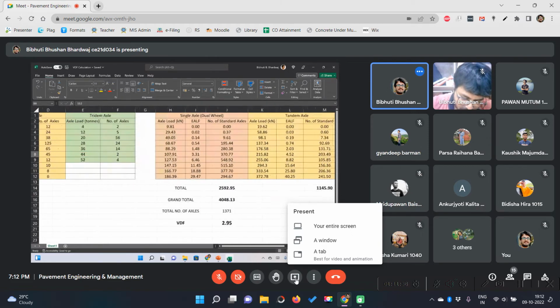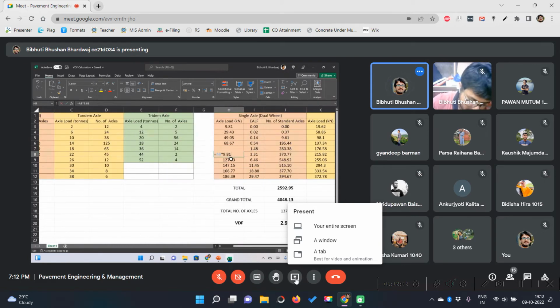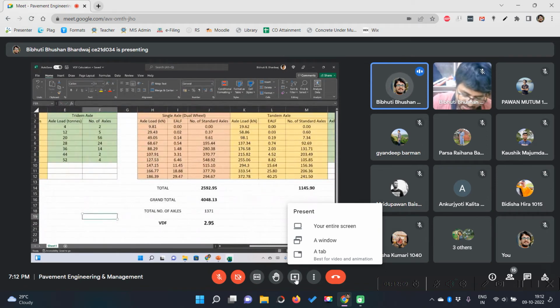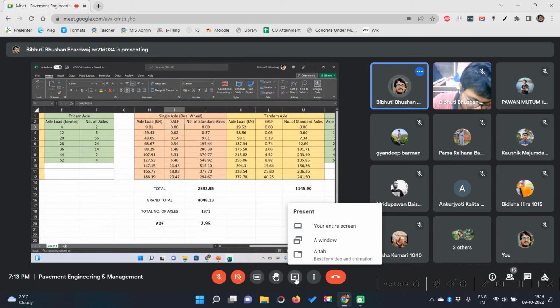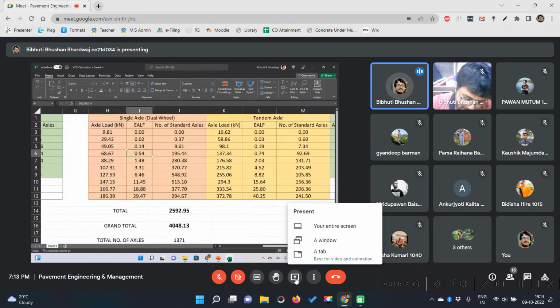Now we have to convert this into kilonewton, because the formulas are in kilonewton and you have been given in ton. So you have to simply multiply by 9.8. That means I have multiplied the cells with 9.8. So these values are multiplied by 9.8. Now EALF for single axle dual wheel will be this. Can you see here? Yes. H3 by 80 to the power 4, that means 9.81 divided by 80 to the power 4, because it is single axle dual wheel. Similarly, for all the cases you can find out.